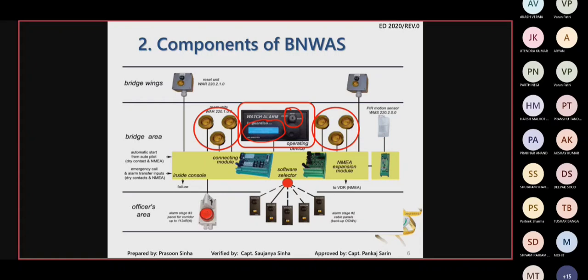Flickering of light will be there in the switches. That is one kind of indication. These are all placed inside the bridge, but it should also be available outside the bridge, that is in the bridge wing. Same kind of switch, same purpose, but the housing is different because it will be exposed to the weather.